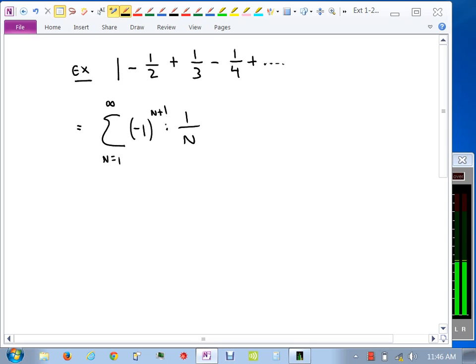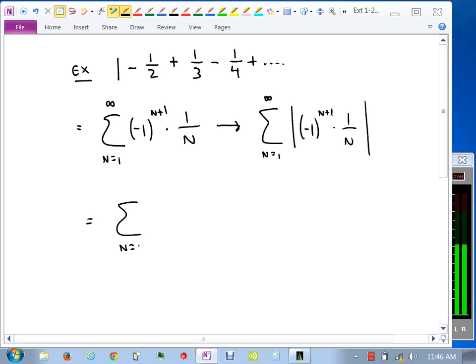That's the series, right? Alternating series, 1 over n instead of 1 over n squared here. If I take a look at its absolute value inside, then that becomes 1 over n, which is harmonic. It's actually a p-series with p equal to 1, but that's harmonic. Therefore, it diverges.